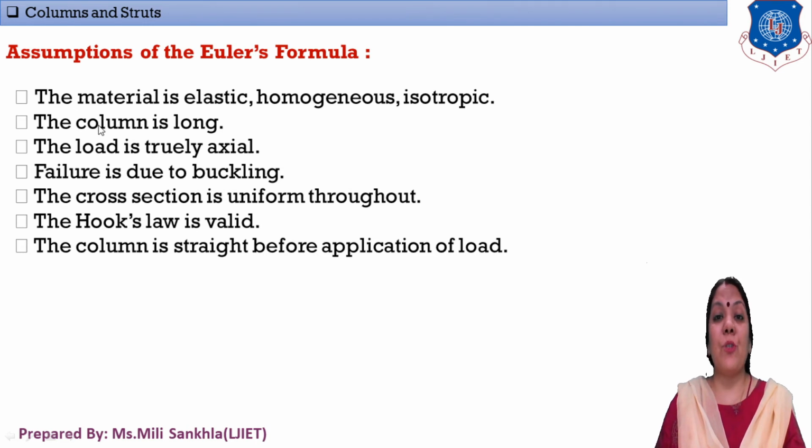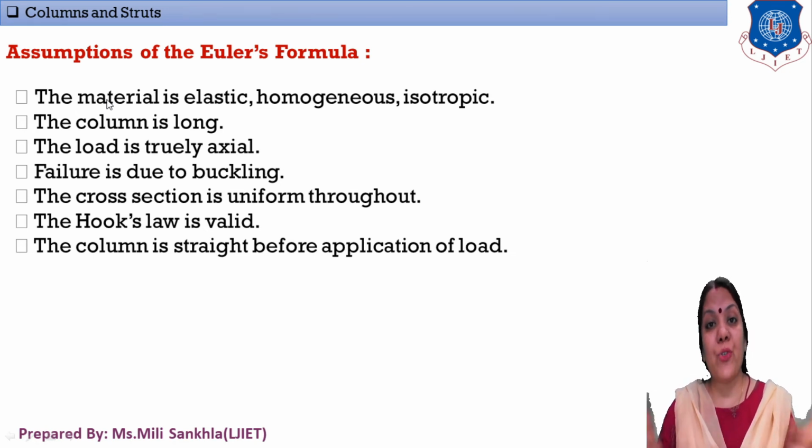Our first assumption is that the material used in construction is elastic, homogeneous and isotropic. Then the length of the column is large, the column is subjected to axial compressive force, and before applying the load the column is straight, with no deflection. Then the column follows Hooke's law, and the column is uniform throughout its length.